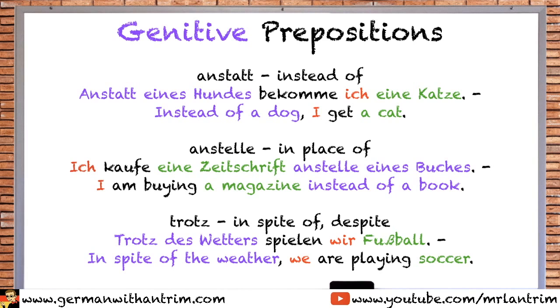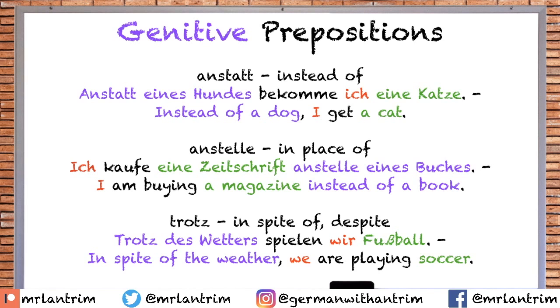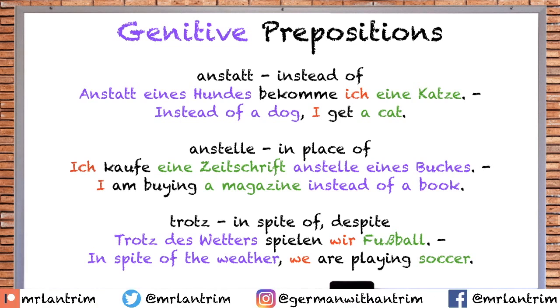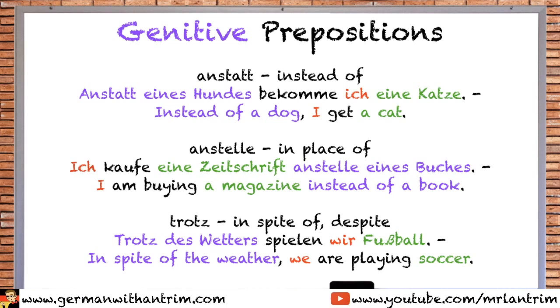So, examples of anstatt. Anstatt is instead of. So we have here, anstatt eines Hundes bekomme ich eine Katze. Instead of a dog, I get a cat. Anstelle, in place of. Ich kaufe eine Zeitschrift anstelle eines Buches. I am buying a magazine instead of a book. Anstelle in this place is like in place of a magazine, slightly different than anstatt. Trotz, in spite of or despite. Trotz des Wetters spielen wir Fußball. In spite of the weather, we are playing soccer.